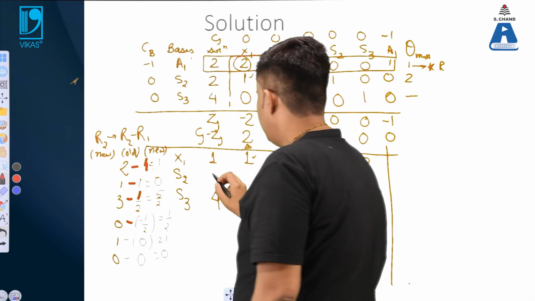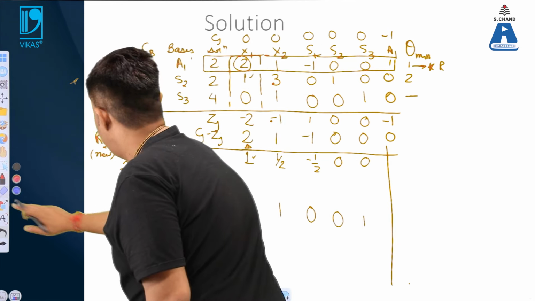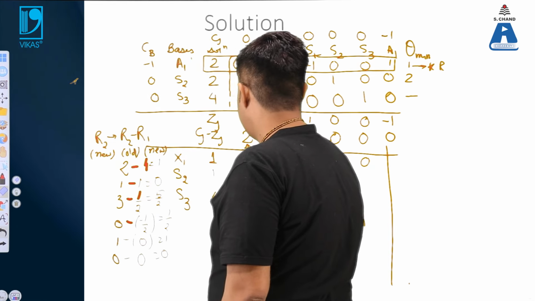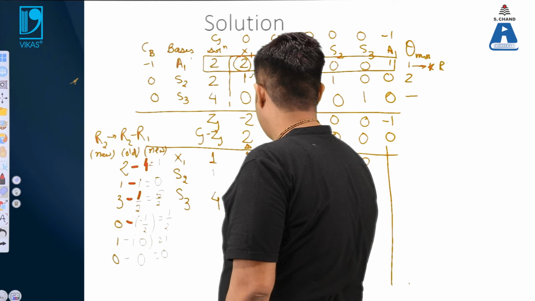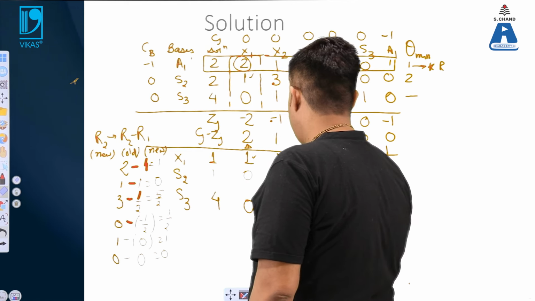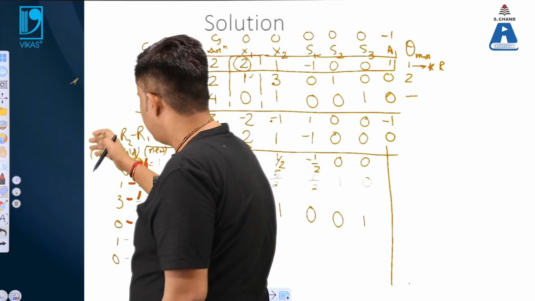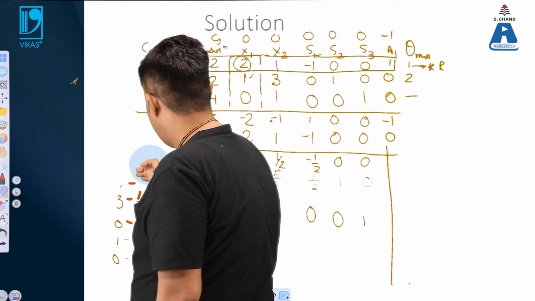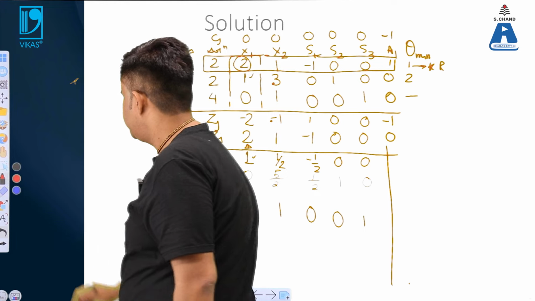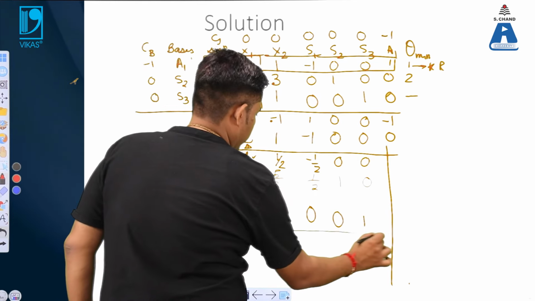So I need to write all the elements here. The first element would be 1, the next element is 0, then you have 5 by 2, then you have 1 by 2, then you have 1 and again a 0. So just to avoid any confusion or calculation error, I have used this particular vertical method for writing those elements here.